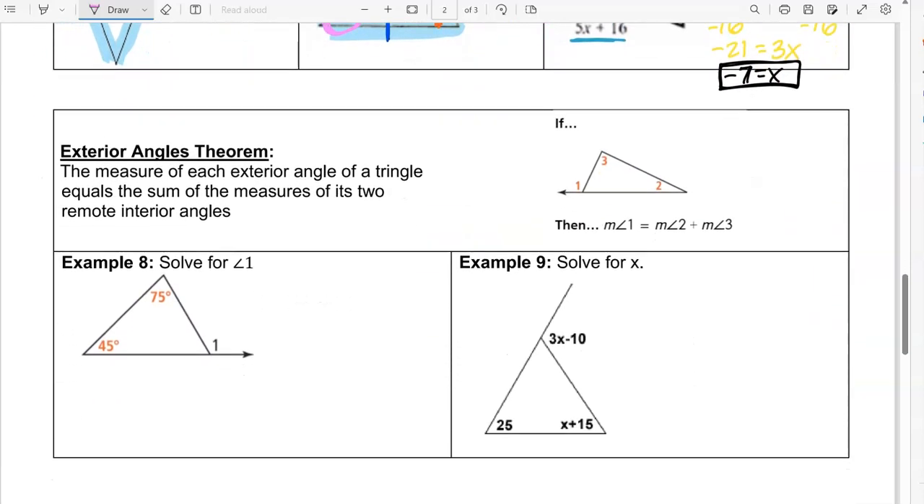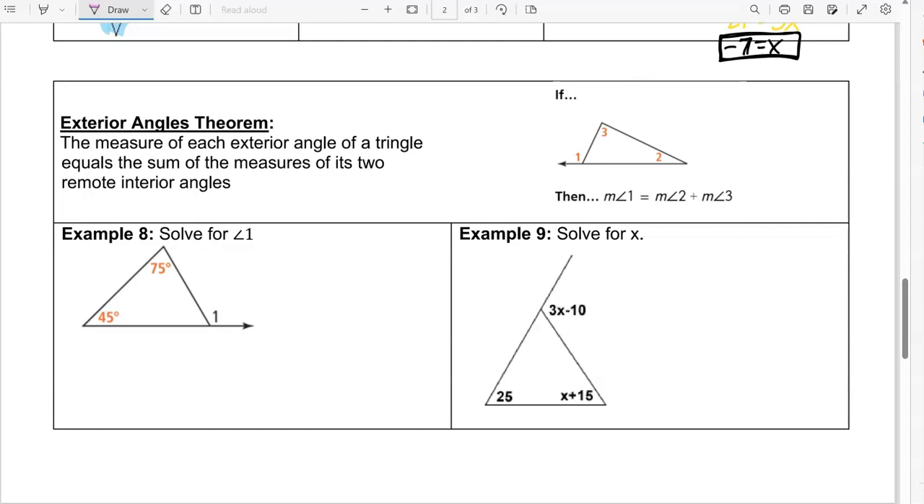All right, now looking at our last theorem here, exterior angle theorem. This theorem is the measure of each exterior angle. An exterior angle, exterior means outside, so that is dealing with an angle that is outside of the triangle. So in this case is angle 1.